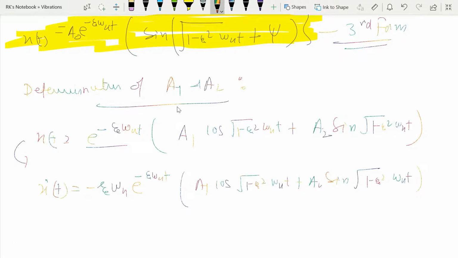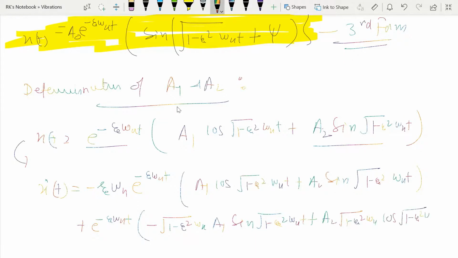Then this becomes e^(−ζωn t), and at this place it becomes −√(1−ζ²) ωn A1 sin(√(1−ζ²) ωn t), plus the differentiation of the second term becomes A2 √(1−ζ²) ωn cos(√(1−ζ²) ωn t). So this is the velocity.